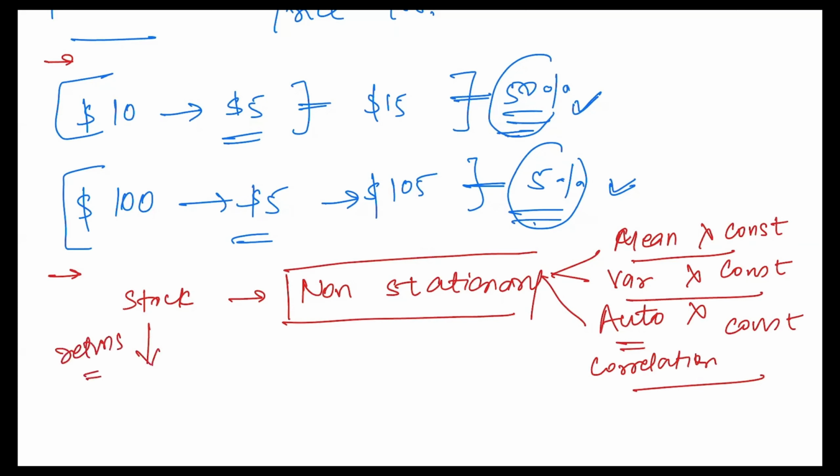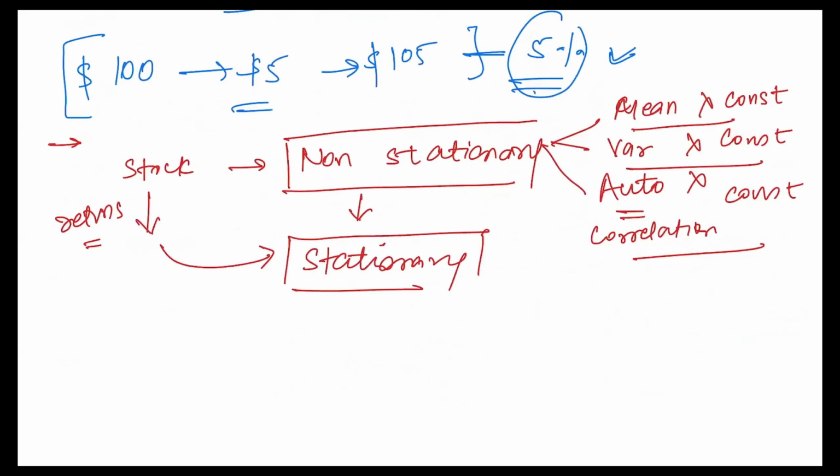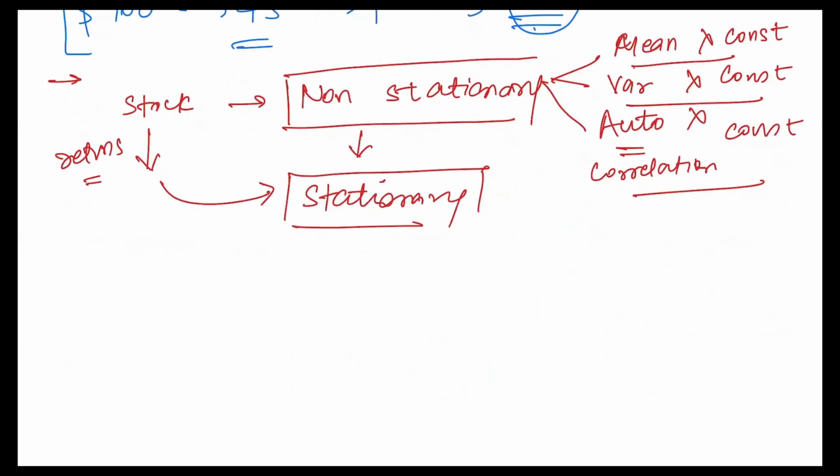So what happens when we take returns? When we take returns, we basically convert our non-stationary data into stationary. So when you apply the above formula, your data series now becomes stationary. And whenever you are trying to build a model in the world of quantitative finance, we always try to take the return, because we always try to convert the non-stationary series into stationary.